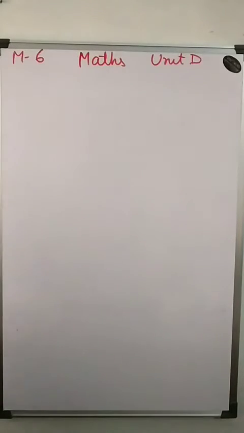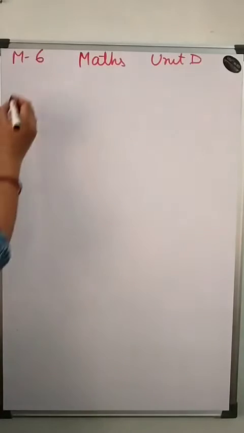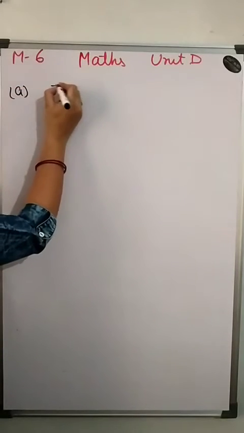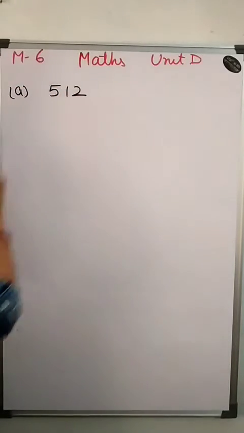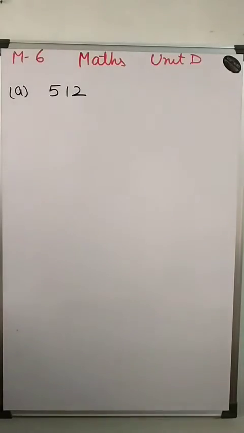Today I explain to you how to find the cube root of a positive and a negative integer by the factorization method. So open Unit D, module number 6. Here the question is 512 and you have to find its cube root.